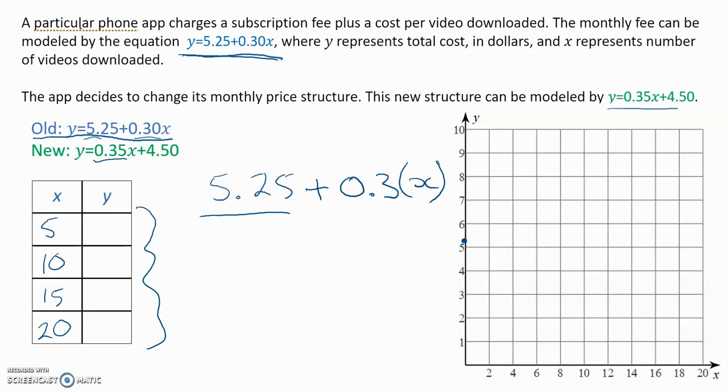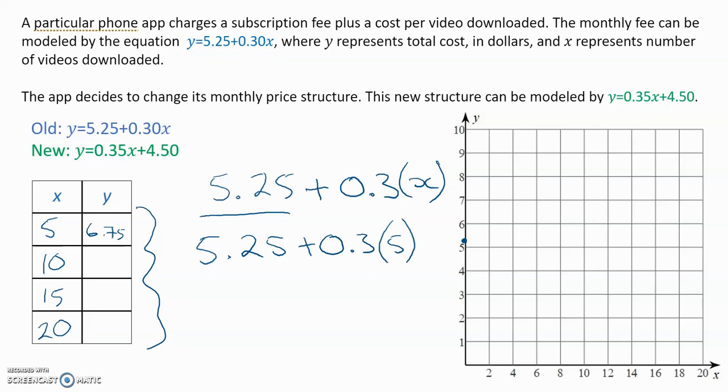So what that means is for 5, I'm going to do 5.25 plus 0.3, and instead of x, I'm going to multiply that by 5. And that equals 6.75, so that just goes in the box under y, and I do the same again for 10. So 5.25 plus 0.3 times 10, which is 8.25, so that goes in here. And continue to do that until you have all your values.